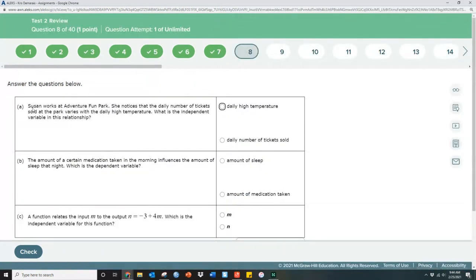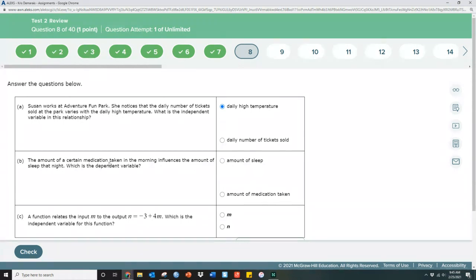All right, let's take a look at this one. It says that Susan works at Adventure Fun Park. She notices that a daily number of tickets sold at the park varies with the daily high temperature. What is the independent variable in this relationship? So the independent variable is one that is not controlled by anything else, right? The number of tickets sold depends on the high temperature. So the daily temperature is the independent variable because it doesn't care about number of tickets sold or anything, but the number of tickets sold does care about the high temperature. So that's why the independent variable is the high temperature.